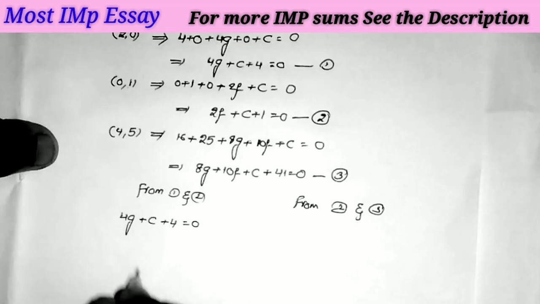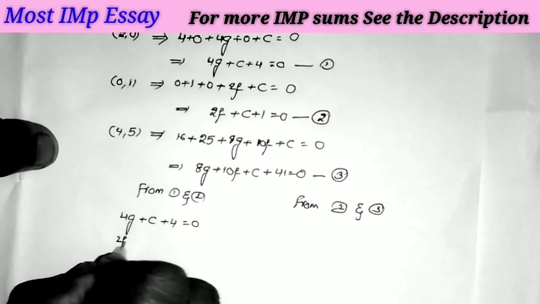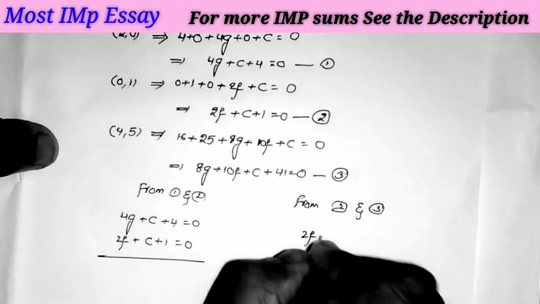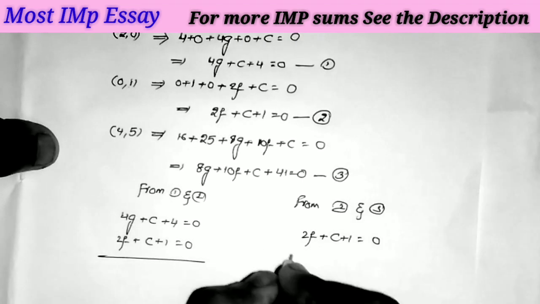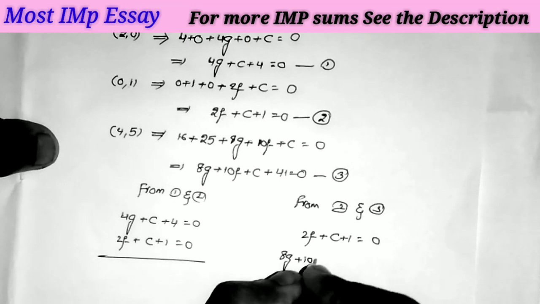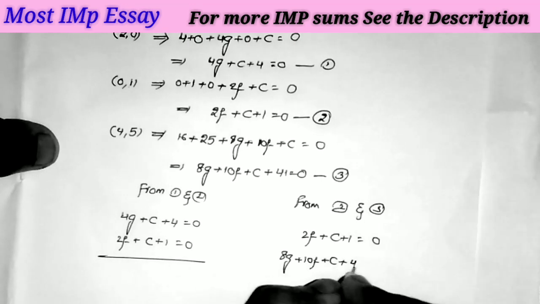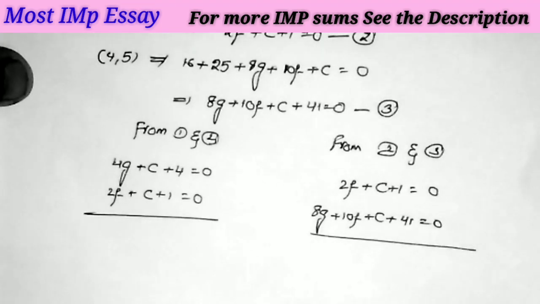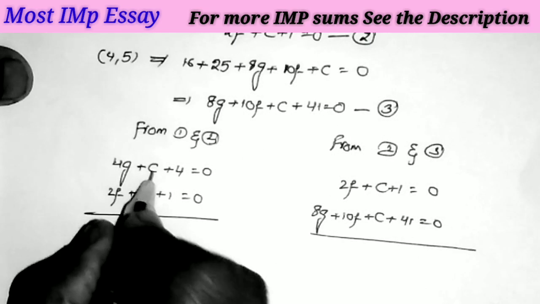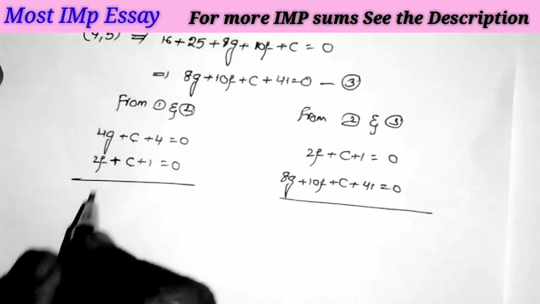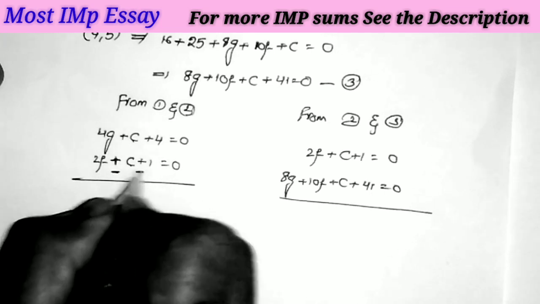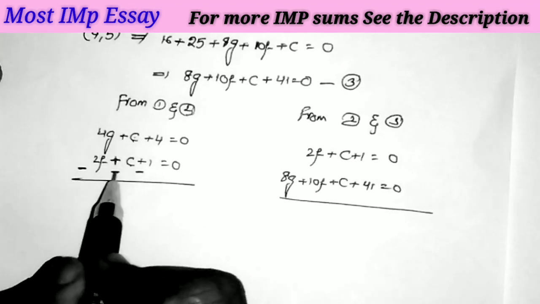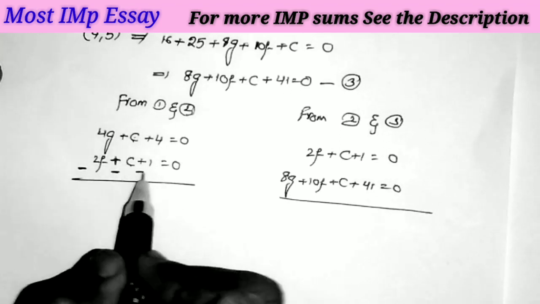Listen carefully. 4g plus c plus 4 is equal to 0, 2f plus c plus 1 equal to 0. Taking equations 1 and 2 here, and here equations 2 and 3: 2f plus c plus 1 is equal to 0, and 8g plus 10f plus c plus 41 is equal to 0. Now we cancel the letter c from the equations. This is the easy procedure. All of you first cancel the letter c. Here plus c in both has the same sign, so to cancel these two, first of all we have to change the signs of the second equation.